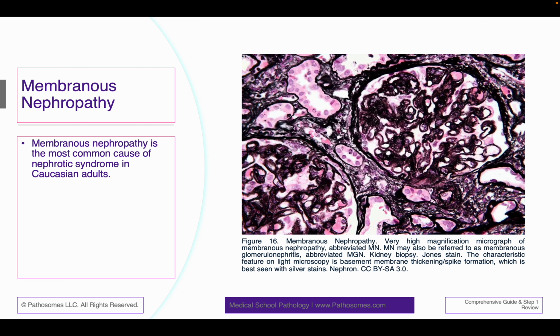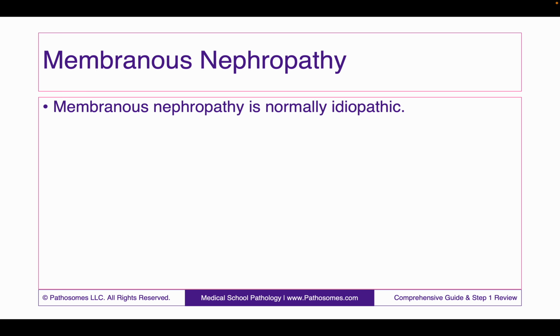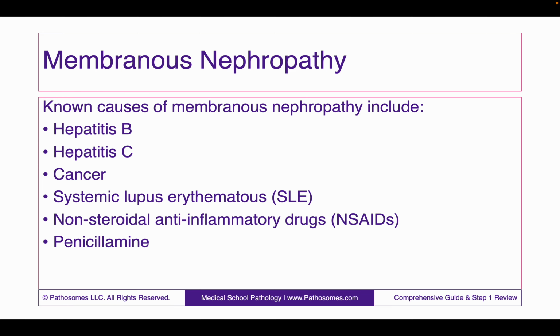FSGS and minimal change disease and membranous nephropathy all have certain prevalences and incidences that you must know. So make sure you know the numbers. Now, membranous nephropathy is normally idiopathic. Known causes of membranous nephropathy include hepatitis B, hepatitis C, cancer, SLE, NSAIDs, and penicillamine.